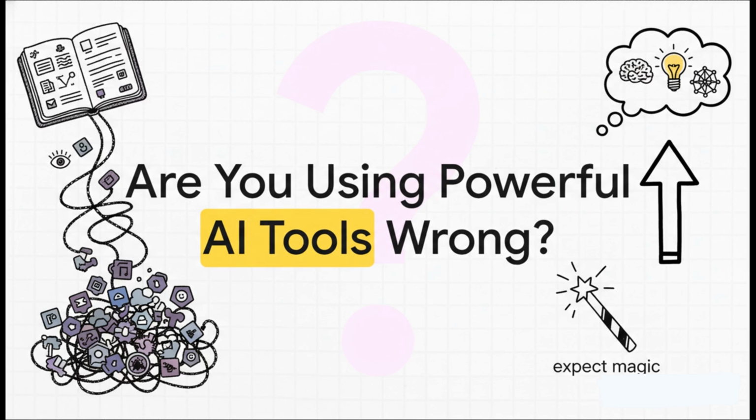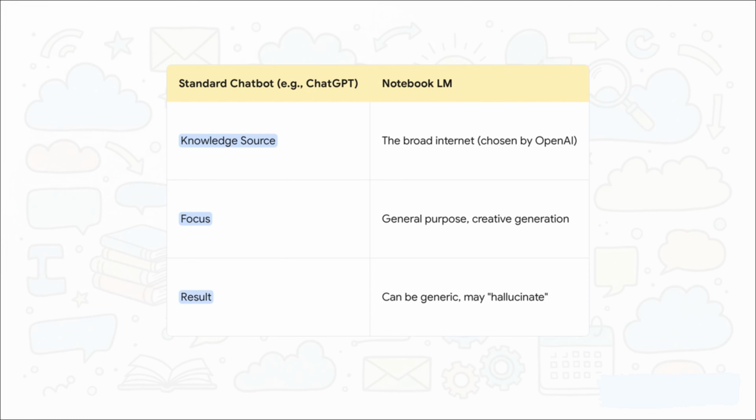Okay, so this right here is the fundamental difference, the big aha moment. Your standard chatbot, like ChatGPT, is pulling from the entire internet. You know, a massive, wild ocean of information that somebody else picked. But NotebookLM? No, it's grounded only in the sources you provide. You are the curator. You're in total control of its brain. And that's the secret sauce. That's why your answers are hyper-specific and why it's way less likely to just hallucinate and make stuff up.